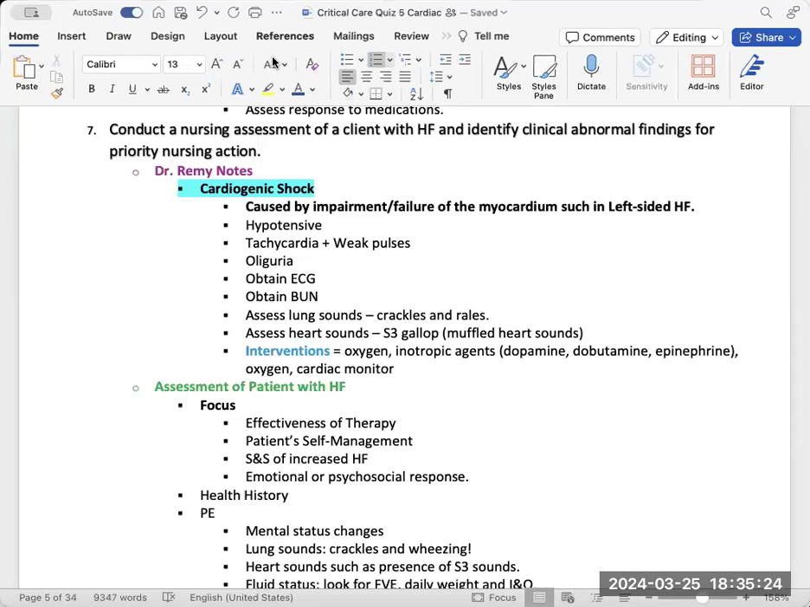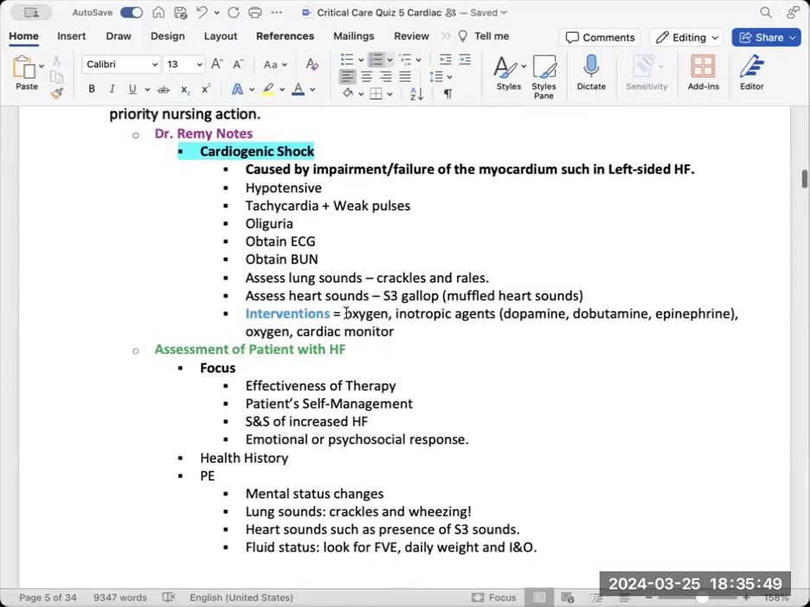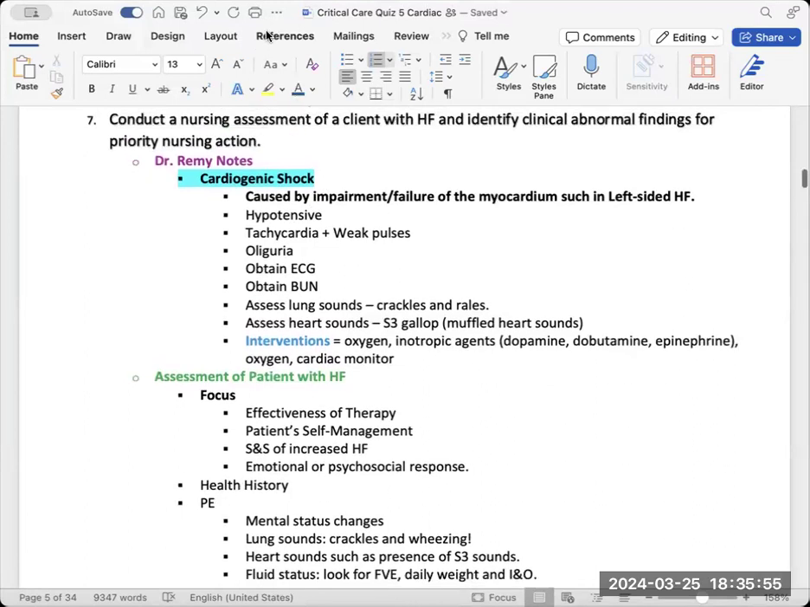And we know with shock, we could have hypotension, tachycardia with weak pulses, oliguria from the lack of perfusion. Because we were talking about how the left side also, within the kidneys, how they interplay because the kidneys take 25% of the body's blood. So they can have oliguria, which means you want to assess the BUN and creatinine levels. We want to look at the lung and heart sounds, as well as interventions. Priority interventions for cardiogenic shock usually include providing oxygen for the myocardium, because that's what it's usually lacking, as well as providing inotropic agents like dobutamine, dopamine, things like that.